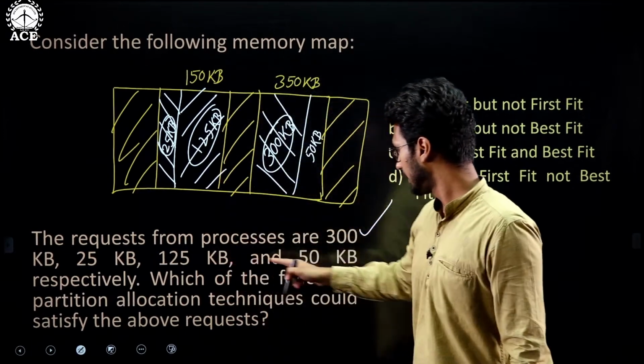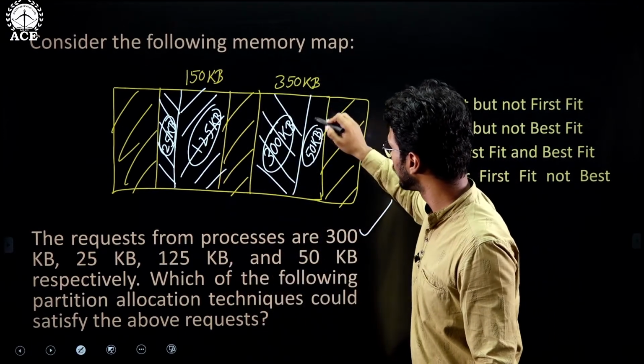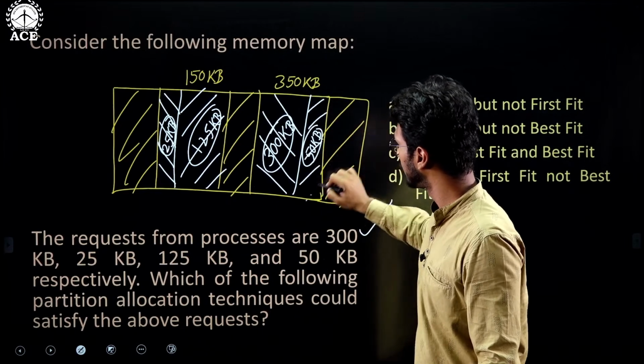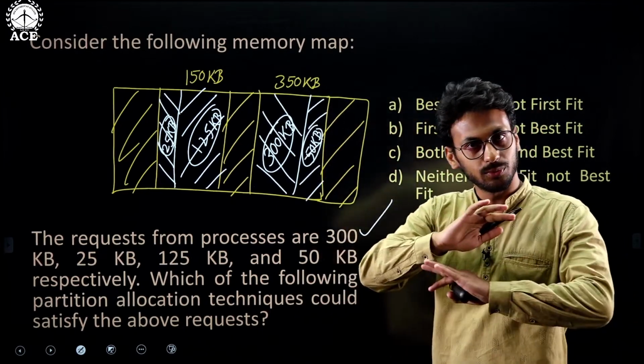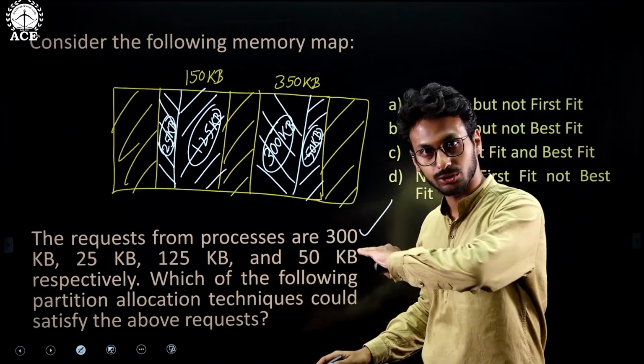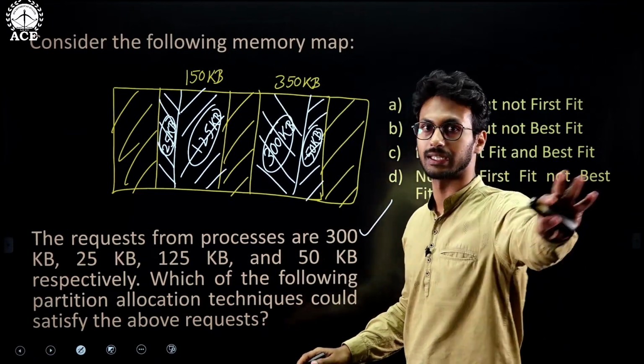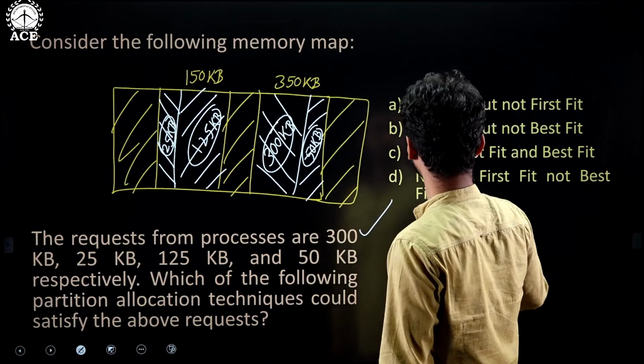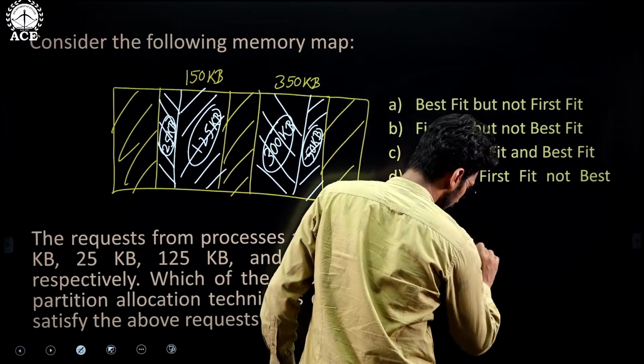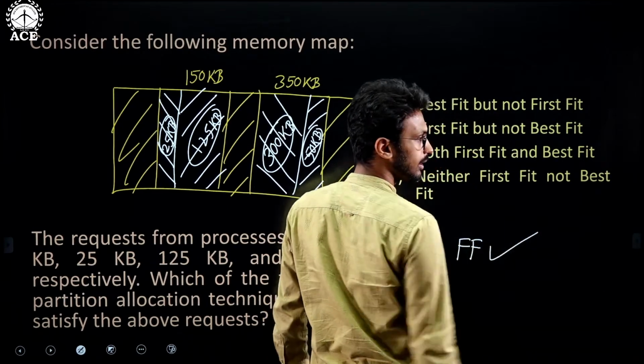Done with this one. And then finally 50 KB. Okay, 50 KB you can place it here. Done. So first fit works fine. We can satisfy the requests of all the processes using the first fit partition allocation method. So first fit is okay. First fit works properly. Done.